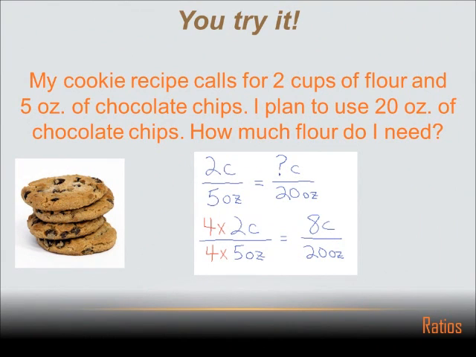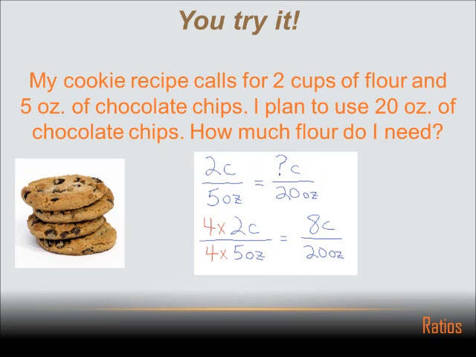Cookies, cookies, I love cookies. And my cookie recipe calls for 2 cups of flour and 5 ounces of chocolate chips. And I'm going to use 20 ounces of chocolate chips. How much flour do I need? Well, I know my ratio is 2 cups of flour per 5 ounces of chocolate chips.